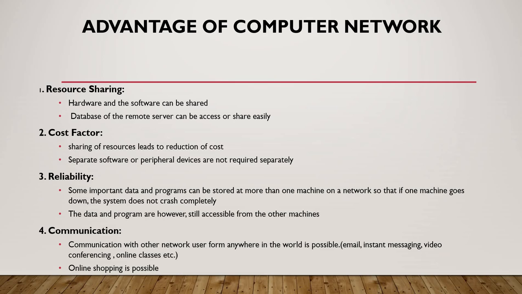Basically, there are lots and lots of advantages of computer network. I've categorized the advantages in four different classes. The first one is resource sharing. Over here, resource means hardware and the software. Hardware and the software can be shared. Next is database or remote server can be accessed or shared easily. It's also the part of software where we can say the data from the remote computer.